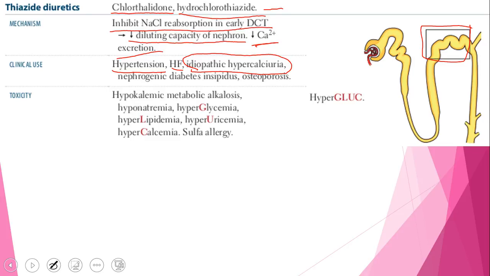So thiazide diuretics, think if somebody has too much calcium, you want to get rid of that calcium, which is what this was talking about. So thiazide dumps out the calcium if somebody has too much calcium. Nephrogenic diabetes insipidus, osteoporosis. Other uses.